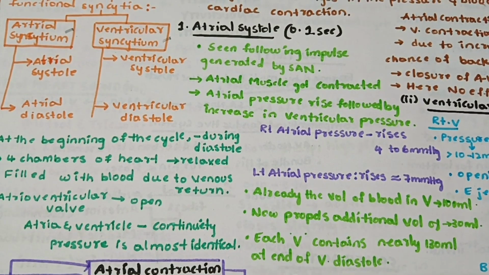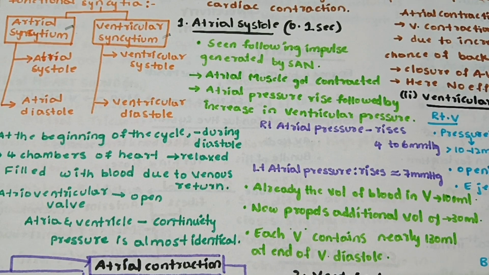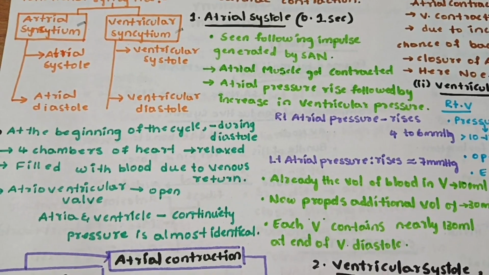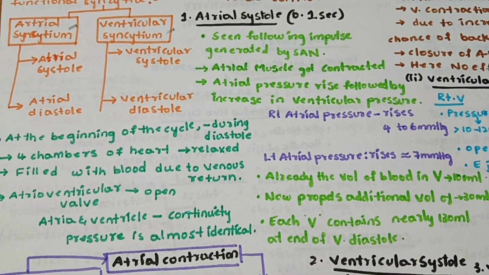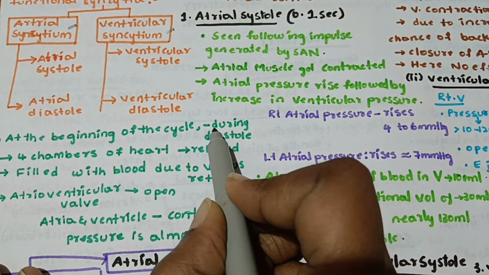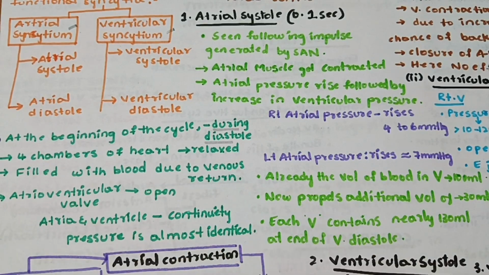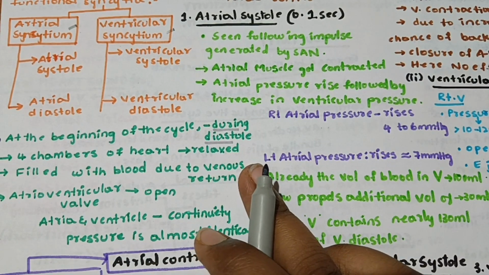Okay, as I said, the cardiac cycle is a sequence of events that occur during the period between one heartbeat to another heartbeat. So the duration of one cardiac cycle is about 0.8 seconds. In the initial stage of the cardiac cycle, every chamber is in a diastolic stage. Every chamber is in a relaxed state.